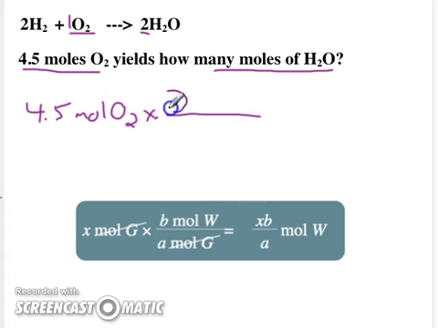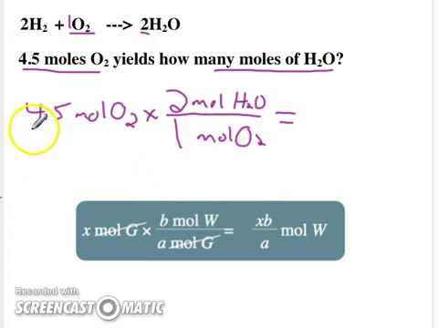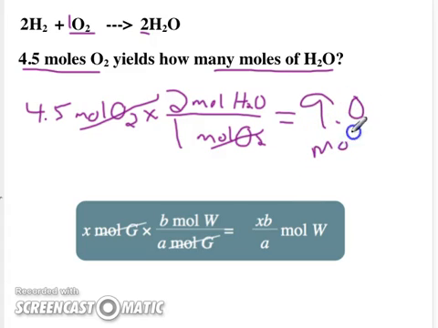Draw the line. It's going to be 2 moles of water over 1 mole of oxygen. That's the setup right there. This is our mole ratio from the balanced equation. So now for the math, we just cancel out the moles of O2. 4.5 times 2 is 9.0 moles of water. And that's a one-step conversion problem.